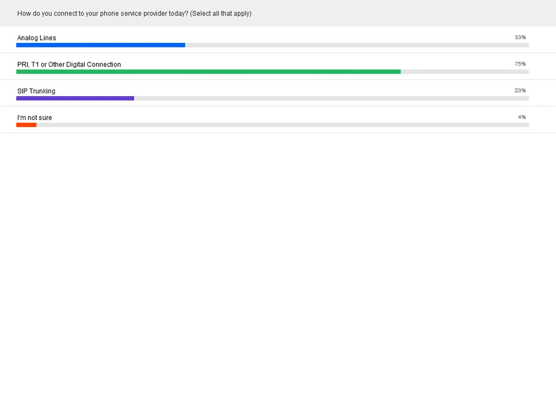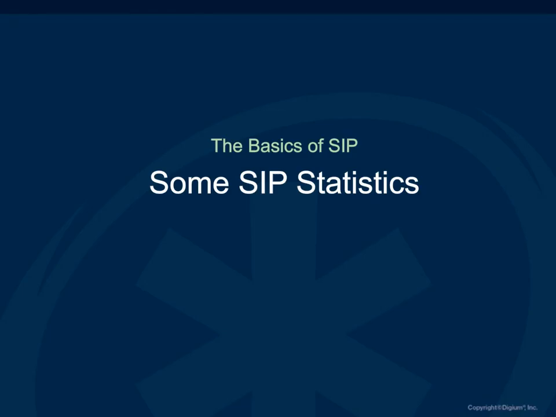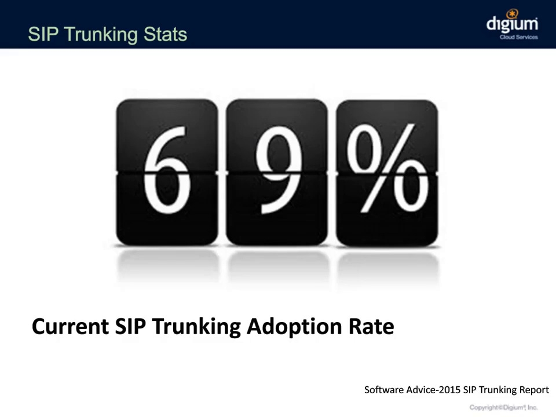So let's take a look at SIP trunking now and start with some SIP statistics to give you an idea of where SIP trunking is in the market today. Software Advice, an online publication that does lots of research studies for different types of technologies, did a SIP trunking report in 2015. They found that the current SIP trunking adoption rate is 69%.